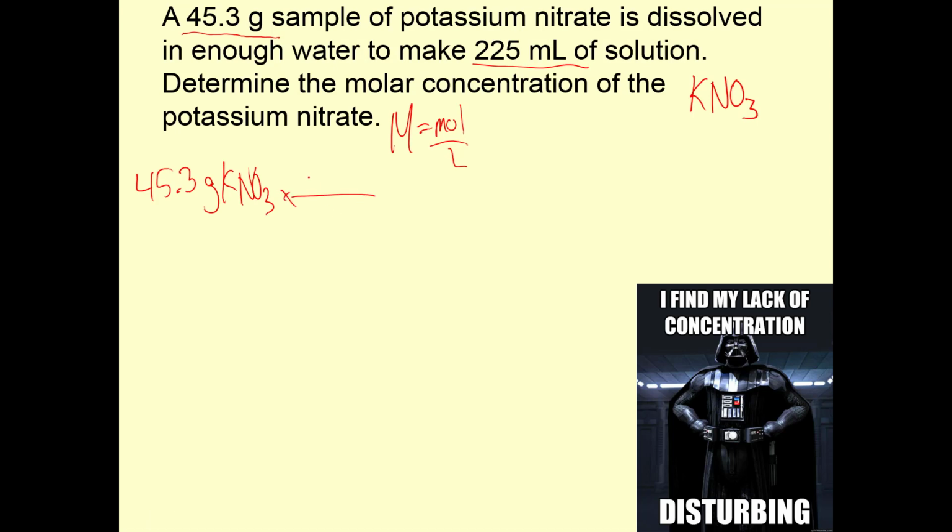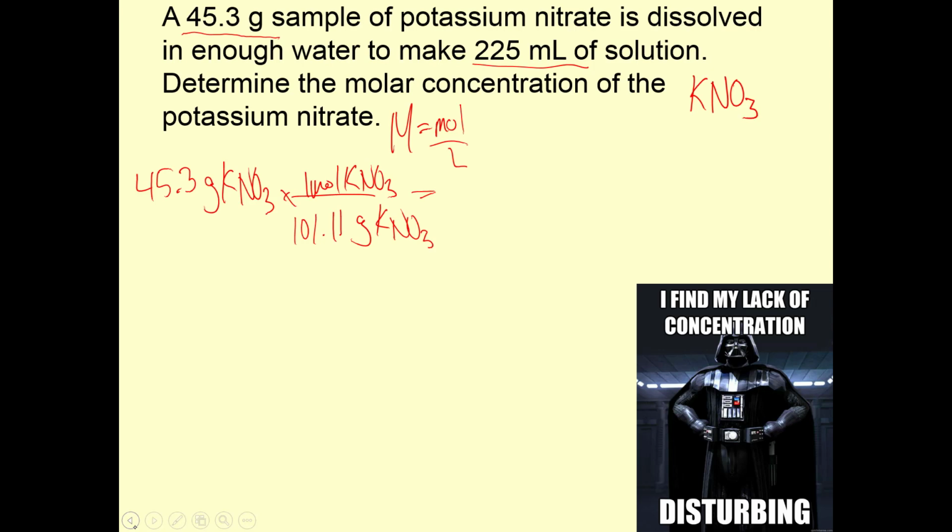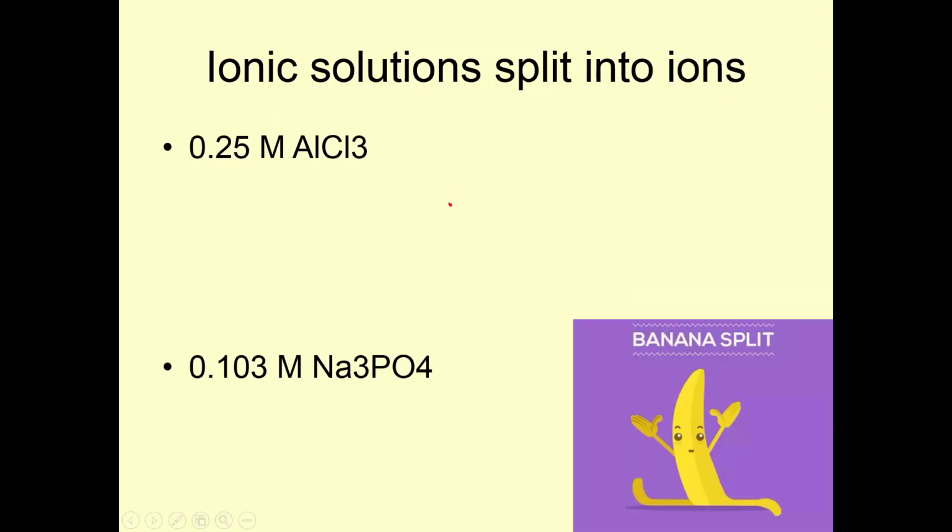So I need to go to the periodic table. So 1 mole KNO3, and I go to the periodic table. KNO3. Potassium is 39.10, nitrogen's 14.01, and 3 oxygens are 48. So I add all those up and I get 101.101, and then 45.3 divided by that answer is 0.44.